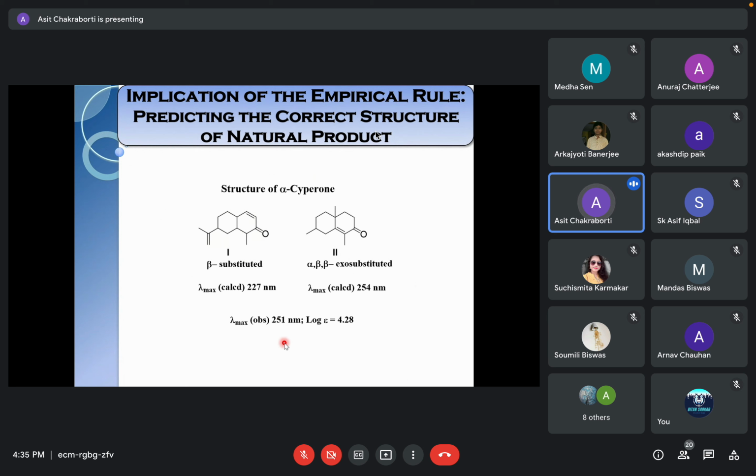Probably IR also was there, but I have only focused on the UV. That UV data was observed at 251 nanometers, and log epsilon tells you that this is actually a pi-pi star transition, which has to be of very high intensity. The paper was published.